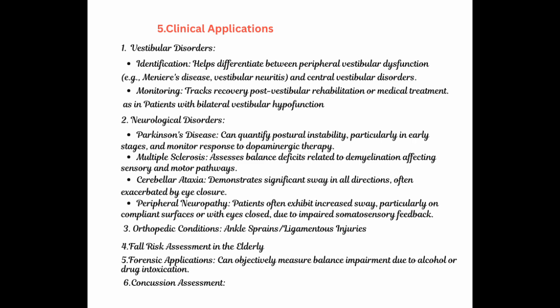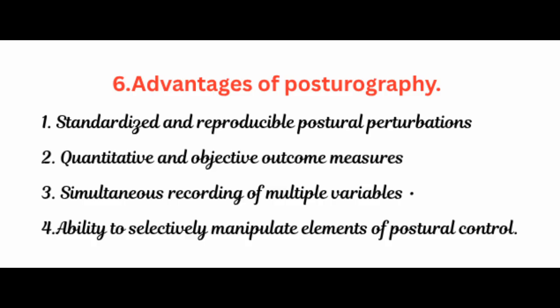Then concussion assessment, where it provides objective data on balance deficit post concussion, aiding in return to play decisions. And there are forensic applications also, like in intoxication, where it can objectively measure the balance impairment due to alcohol or drug intoxication. And there are some advantages of posturography, like standardized and reproducible postural perturbations, and a quantitative and objective outcome measure. It also allows simultaneous recording of multiple variables, and there is the ability to selectively manipulate elements of postural control. So this is regarding posturography.